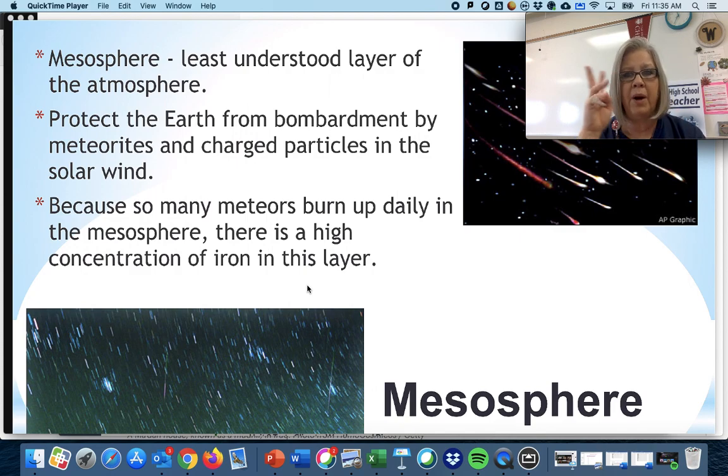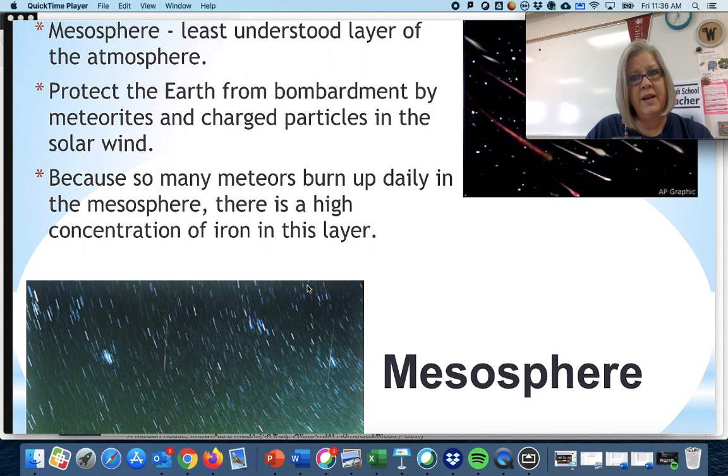Remember, things burn, in this particular case, because of friction. So there's a lot of particles in there that are causing this friction for things to burn up. And there's a lot of iron in this layer because that's what most of the meteorites are made of. Nothing really gets through here unless it's pretty sizable. So almost everything burns up as it's going through. Notice it also can protect us from charged particles of solar winds. Okay.